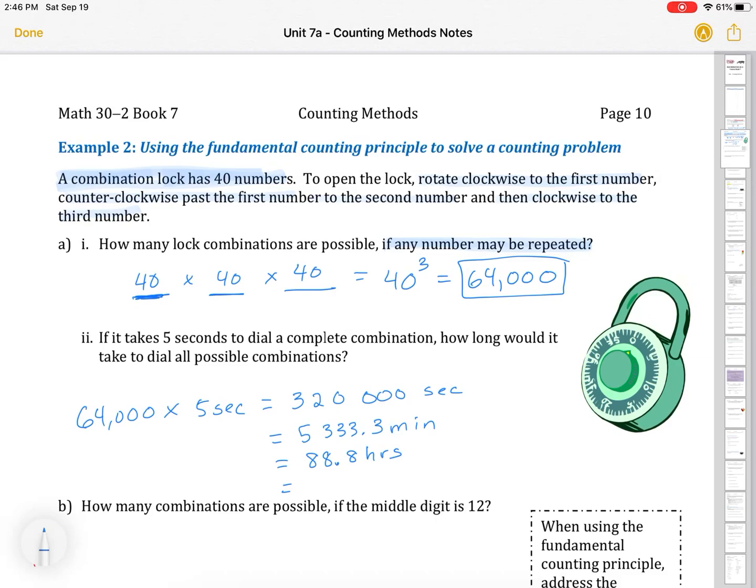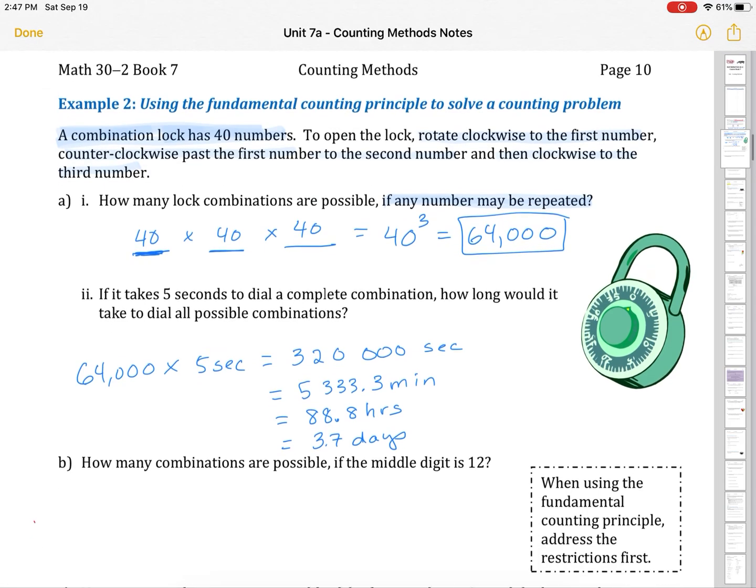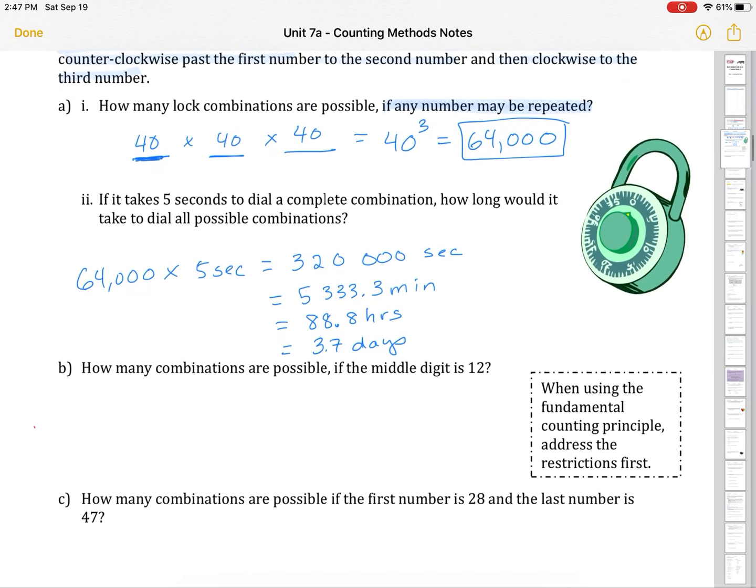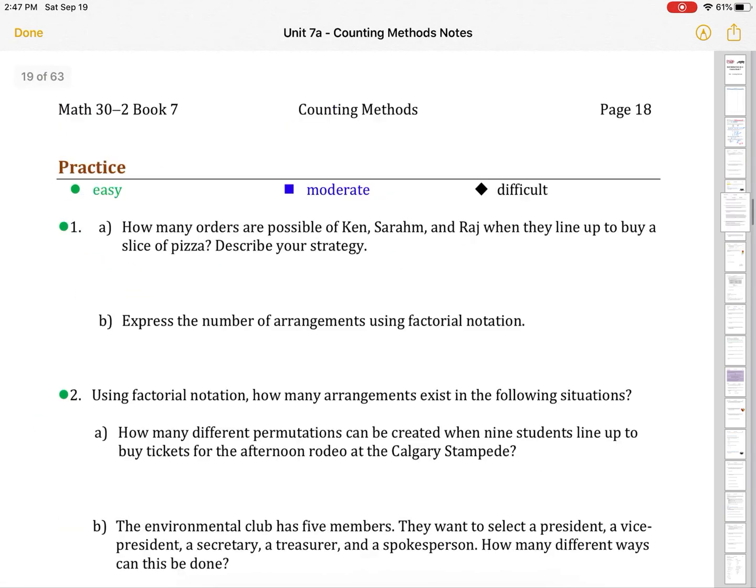This is just to give you more scope so you understand what the time is to put in all those combinations. And if I divide hours by 24, I would get 3.7 days. So if you forgot your combination and you wanted to try all of the combinations of a combination lock, and of course this is saying you're not sleeping or stopping to eat or go to the bathroom, it would take you 3.7 days. Okay, so that's a bit of time.